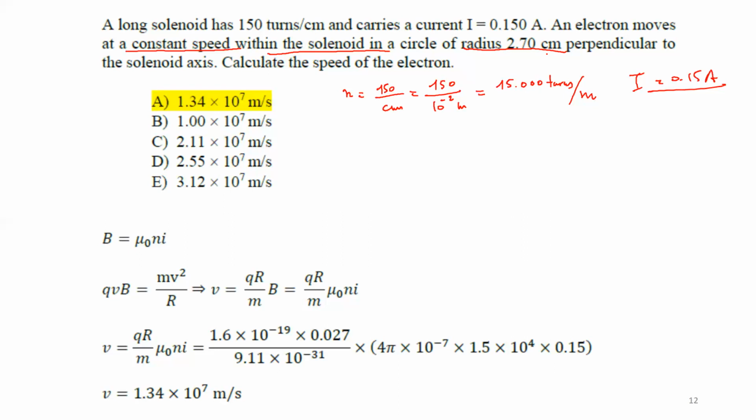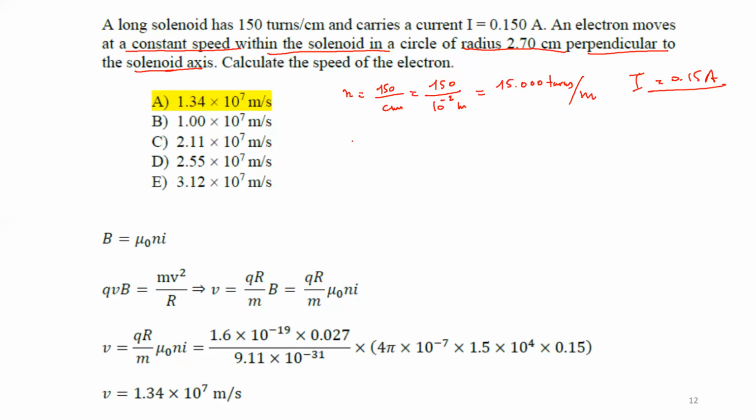I did not tell it to you, but I said it here. Constant speed, perpendicular to the axis of solenoid. You know that the magnetic field will be in the axis of solenoid. The velocity will be perpendicular to it. So my electron has a constant speed and a uniform circular motion.